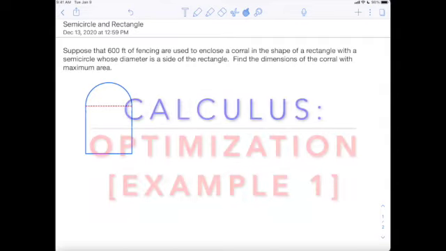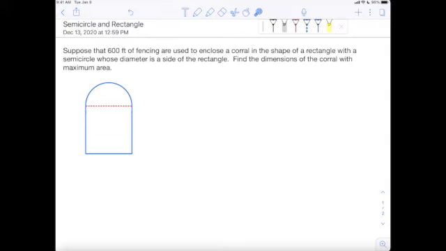We're doing some optimization problems here. So let's take a look at this one. This is a classic fencing kind of issue where we're trying to maximize the area. We have 600 feet of fencing, and we're making a corral, which is rectangular but with a semicircle on the end. So a nice little twist here.